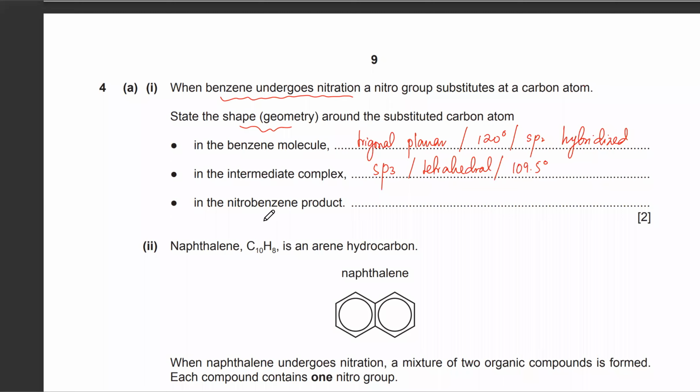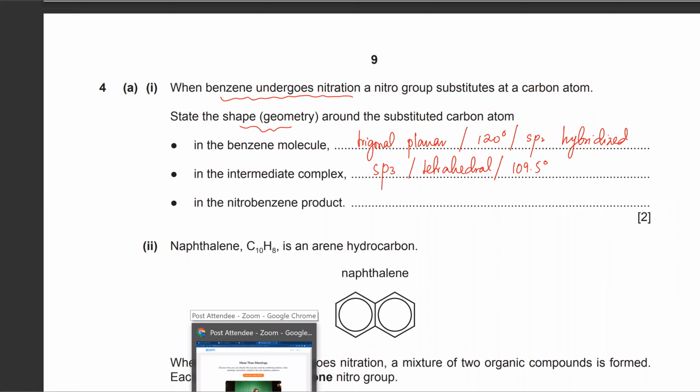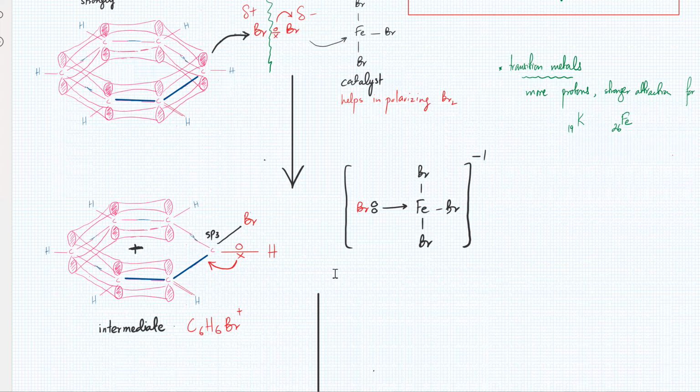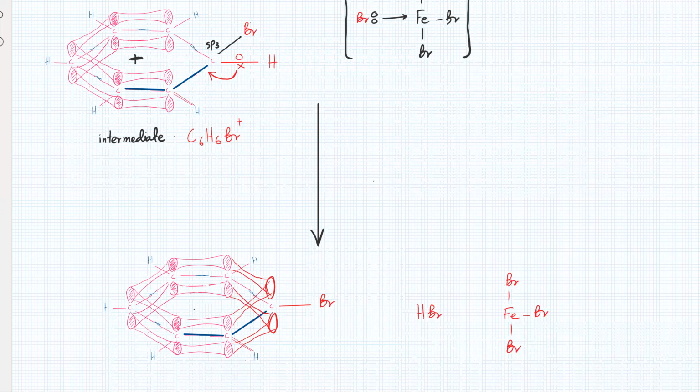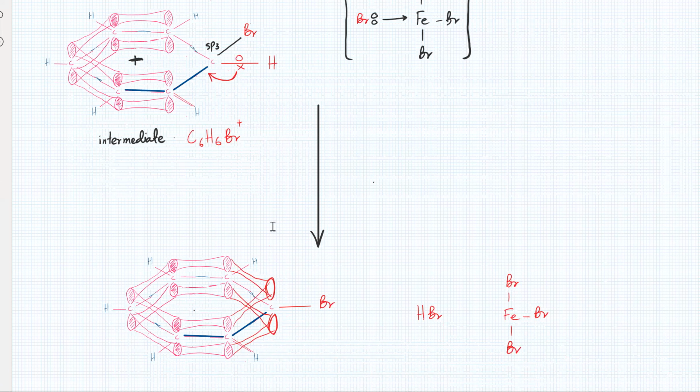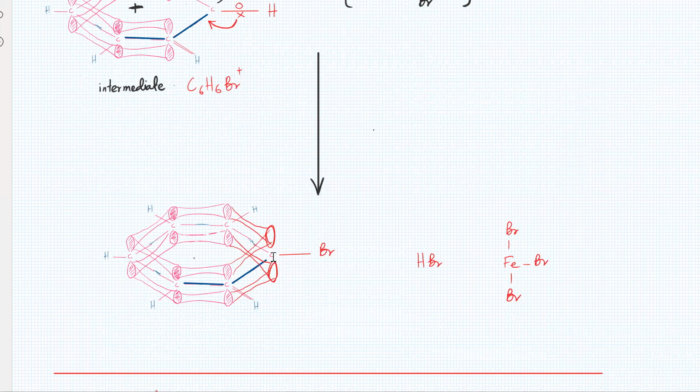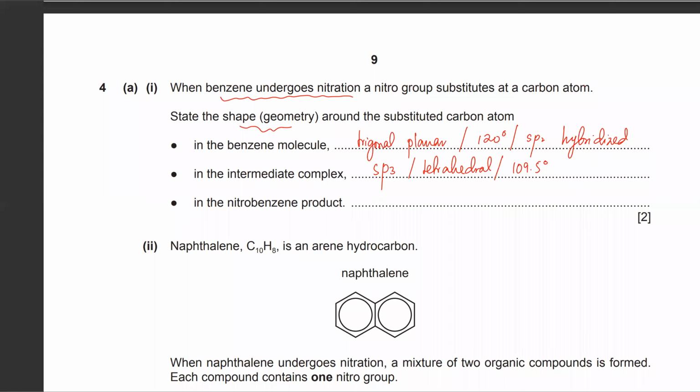And then in the nitrobenzene product, once the substitution has taken place, what happens finally? Finally, the H leaves and the benzene pi electron cloud is reformed. So the geometry is again sp2 hybridized. It's again 120 degrees. So it comes back to the original geometry. So that's again the same old one, right? Clear? Munia, is this clear?